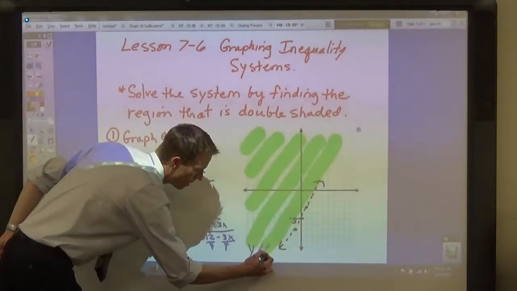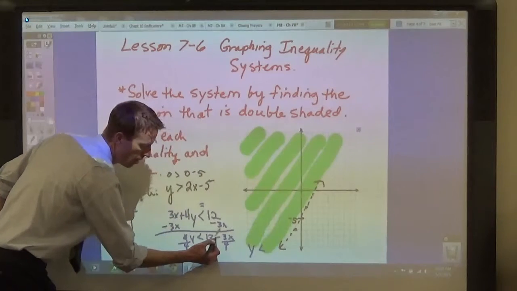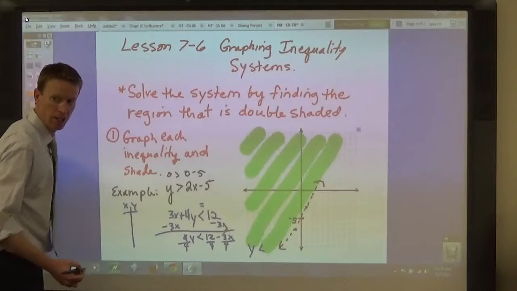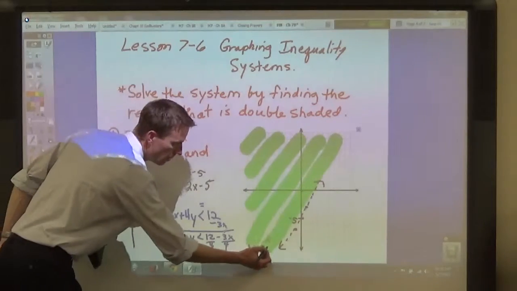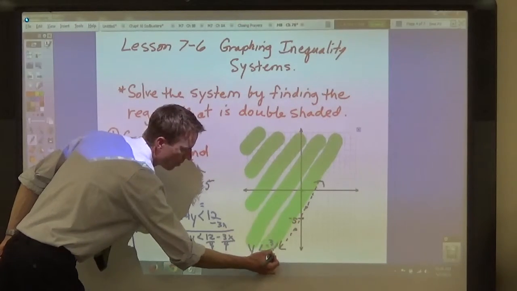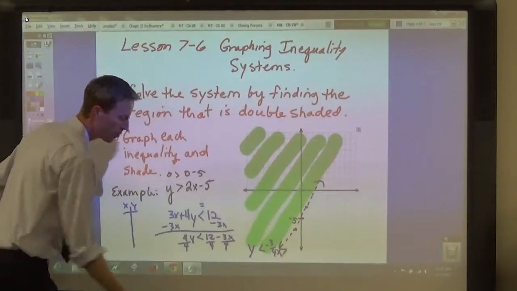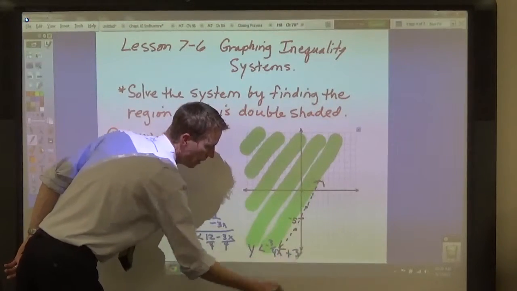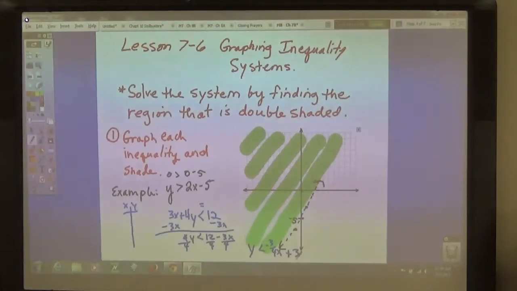I'll put it on this side. Y is less than 3 negative, because that negative sign goes with the 3/4, doesn't it? Yeah. So we have to use negative 3/4 x plus 3. Okay? And so now we can graph it.